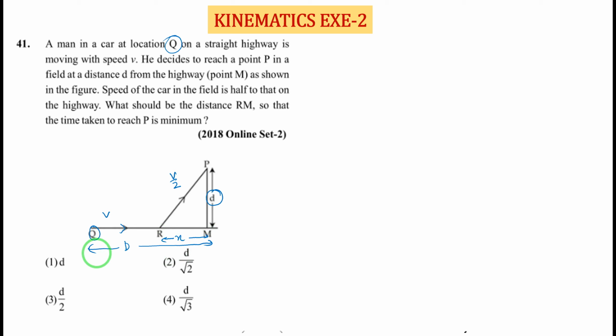Now in order to reach P in the minimum time, Q has the option to switch over from the highway to the field at any point of time. Like it can go like this, and it can also come down a little ahead of R, okay? So here x is basically a variable that decides at which point to switch, and what would be the x so that the time is minimum.